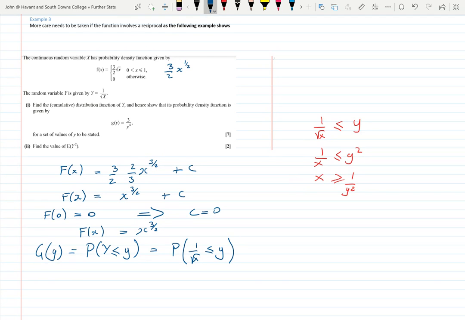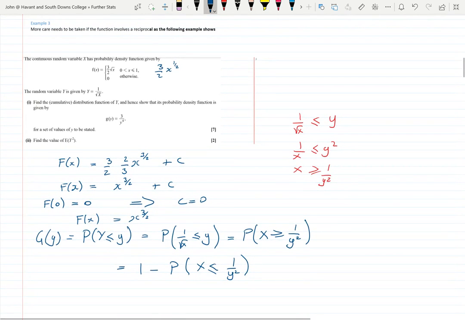So that's quite important. So that gives us the probability that x is greater than or equal to 1 over y squared. Okay, but remember, now the inequality is going the wrong way round. So we have to reverse the inequality, and because it's 1, that will be 1 minus P(x is less than 1 over y squared), or less than or equal to, doesn't really matter. It's using the fact that the probabilities have got to add up to 1.